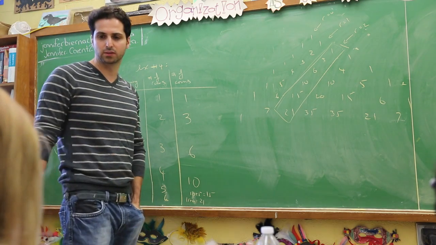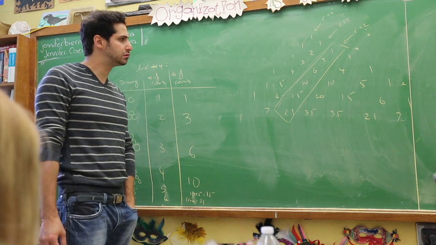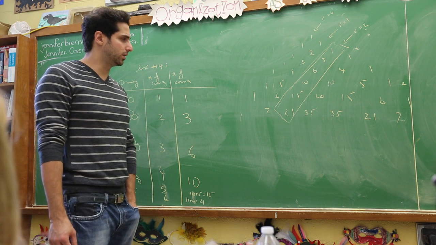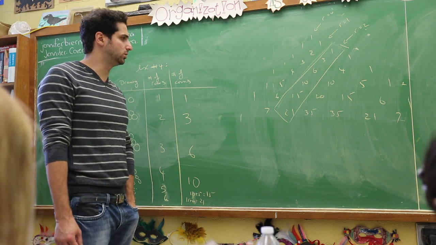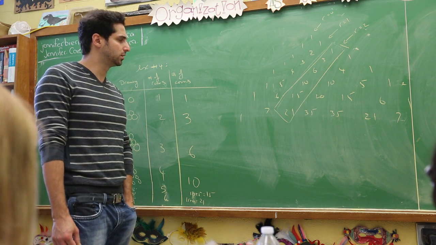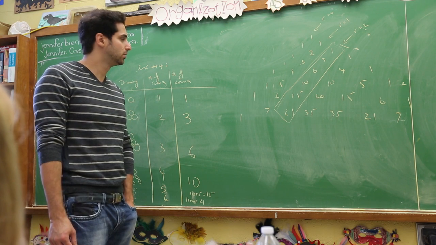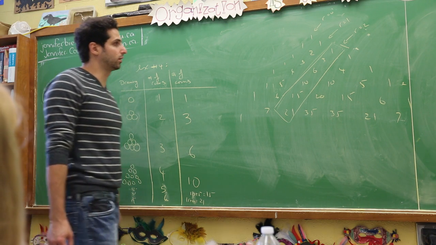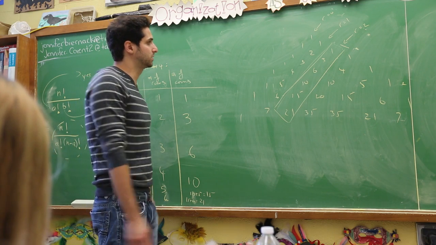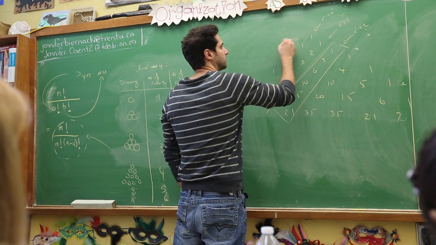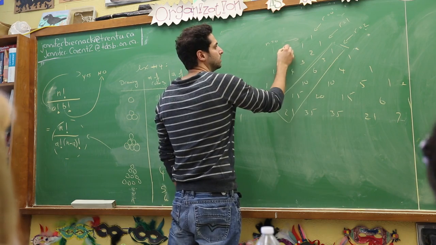So relate Pascal's triangle to the number of points in a triangle with n rows. Well, we can see that this is going to be row 0, right? Always in row 2. This is n0.